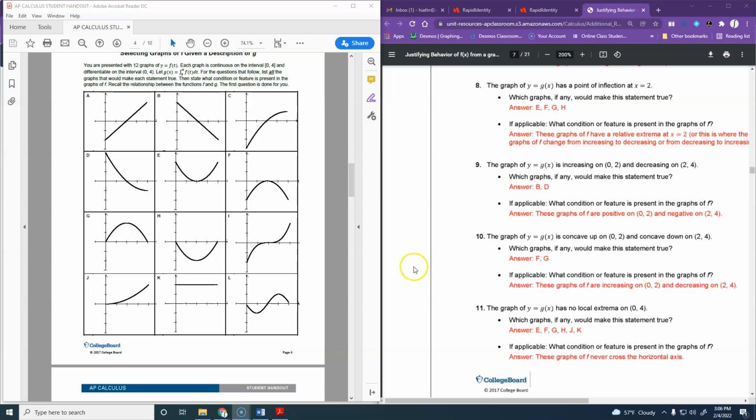All right, for 11, no local extrema would mean that you do not switch from positive to negative at all. So there's several of them that this happens for: E, F, G, H, J, and K. Basically, any of them that do not cross the x-axis.